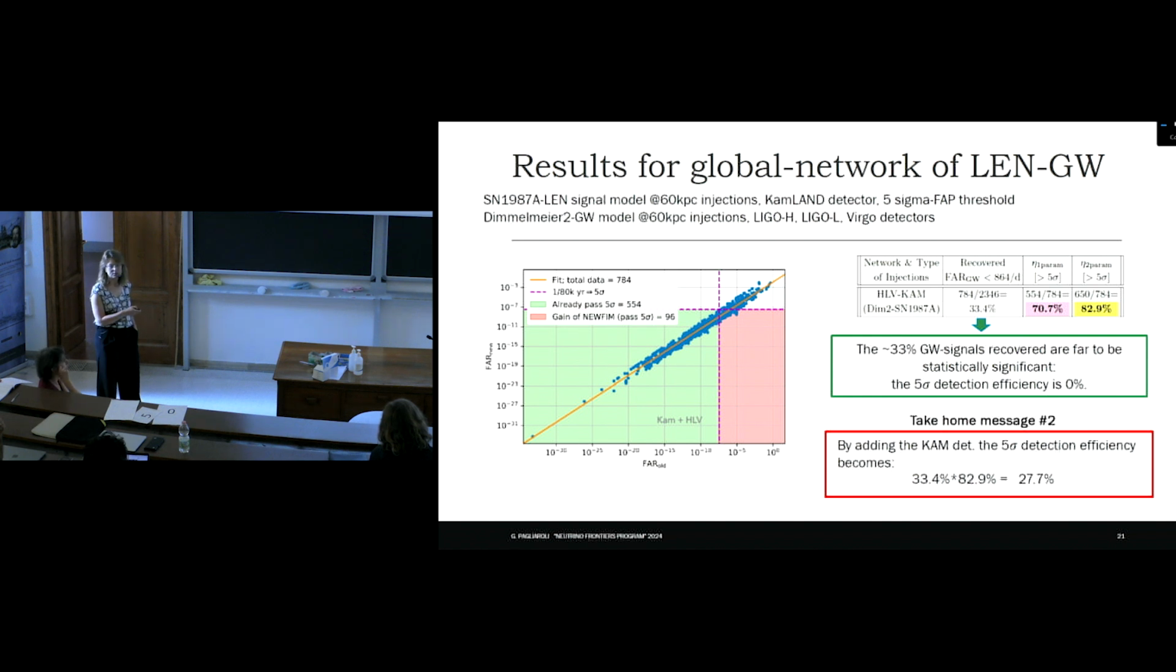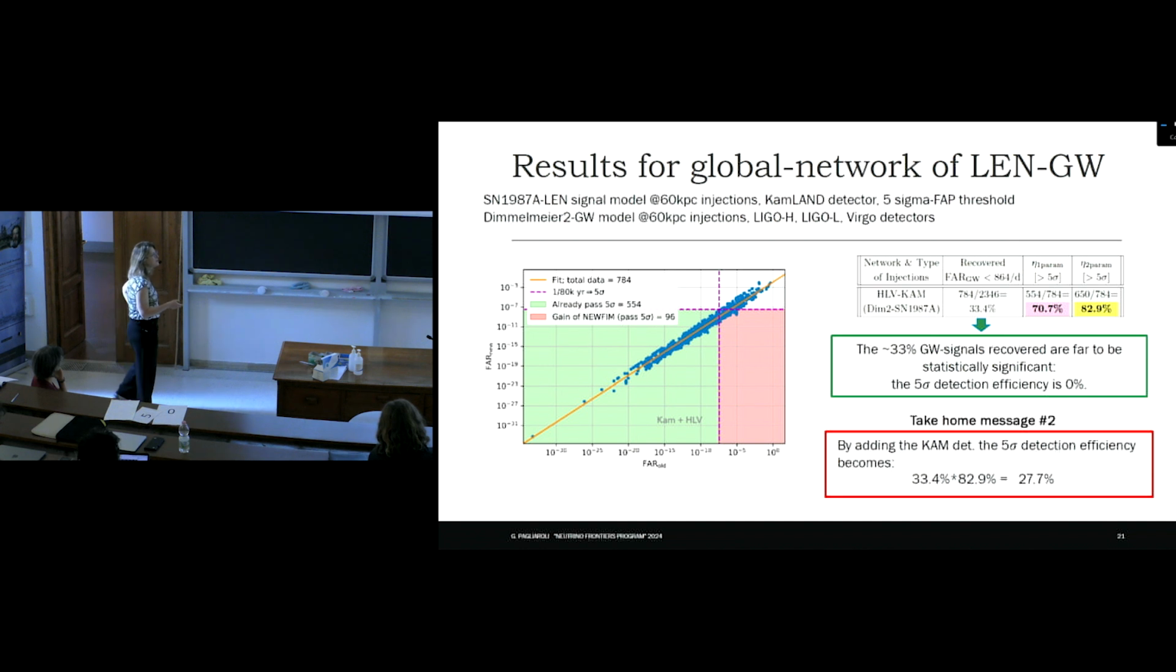However, no one of these 33% signals shows a detection with a statistical significance of 5 sigma. So the efficiency of 5 sigma is 0. When you add the KamLAND neutrino detector and you look for temporal coincidence, of course this changes. For the standard procedure, so without any shape parameter, 71% of this 33% become detection, so 5 sigma detection. When you also use the shape parameter, 83% of these 33% become detection.